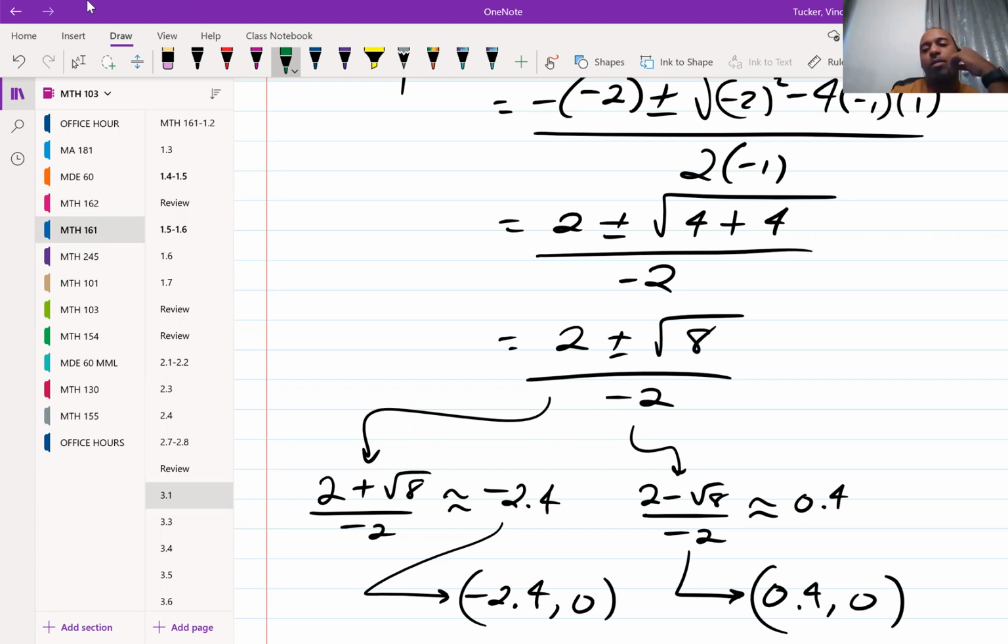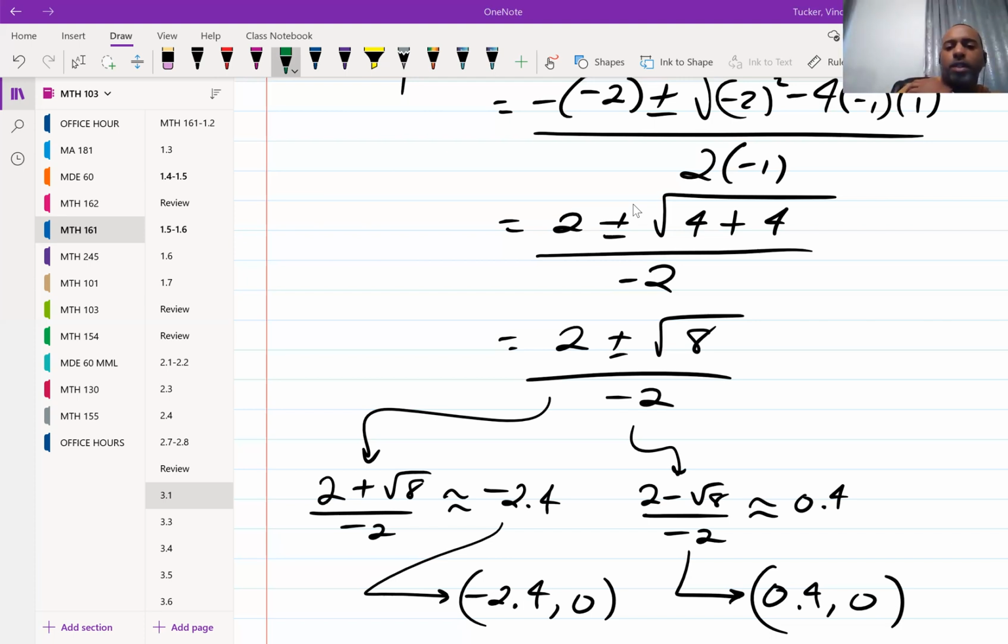Any problems? Okay, so when I take the square root of 8, I could also break that down to 2 square root of 2, right? Okay, and then originally I just canceled out all the 2s and left negative 1 on the bottom. So it would just be square root of 2 over negative 1 as my answer, but that's wrong because I'm not doing the plus or minus.